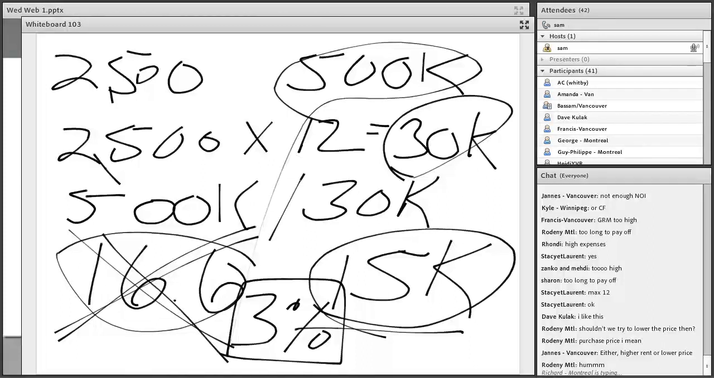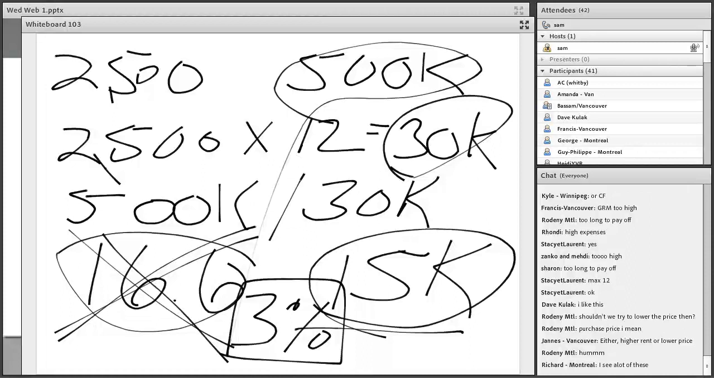Yeah, that's right. Either higher rent or lower price. Should we try to lower the price then? Yep, we'd have to get something working for us. Obviously, there's limits on rents, right? There's market rent. You can't really go higher than that without it being a problem. We can't magically just say, well, you know what? We'd like the rent to be $5,000.